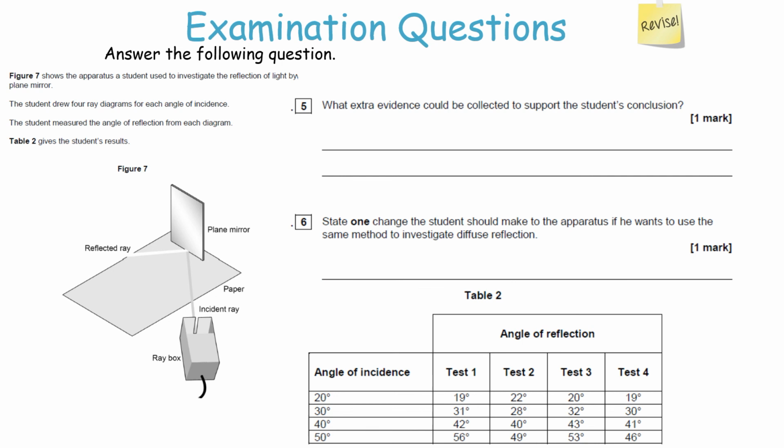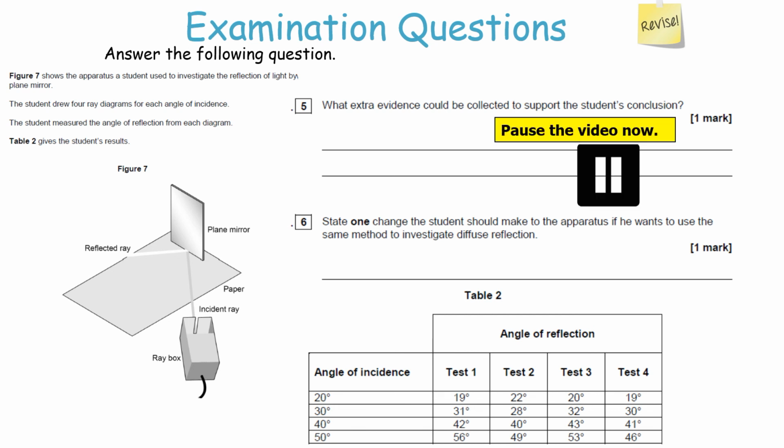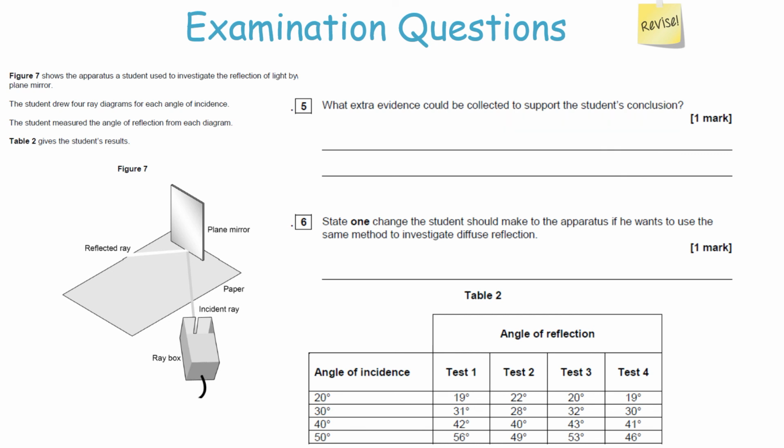Next question. What extra evidence could be collected to support the student's conclusion? And then state one change the student could make to the apparatus if you wanted to use the same method to investigate diffuse reflection. So pause the video now, then unpause the video when you want to go through your answer. Right, so what extra evidence could be collected?